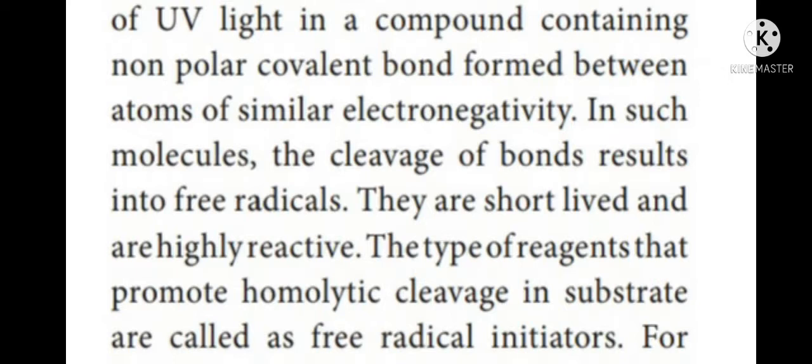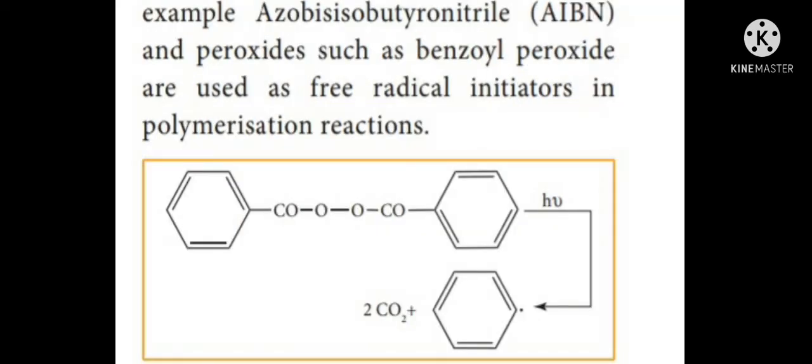Hence, they form free radicals when they undergo homolytic fission. Again I repeat, if the molecule undergoes homolytic fission, it forms free radicals. For example, azobisisobutyronitrile and peroxides such as benzoyl peroxide are used as free radical initiators in the polymerization reaction.